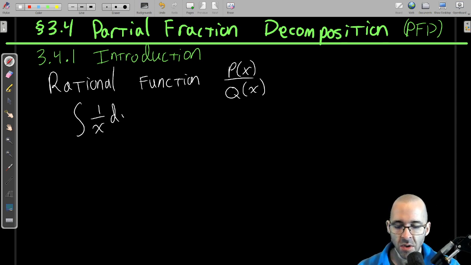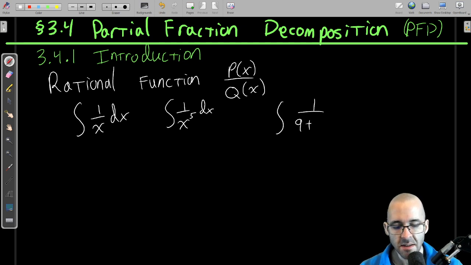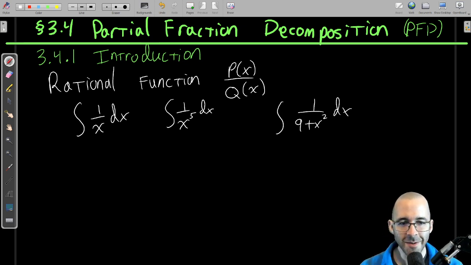Now, we know the integral of some rational functions. We just use a natural log. We know the integral of something like this. Use the power rule. We know the integral of something like this. Maybe you remember this one. It's arctan.